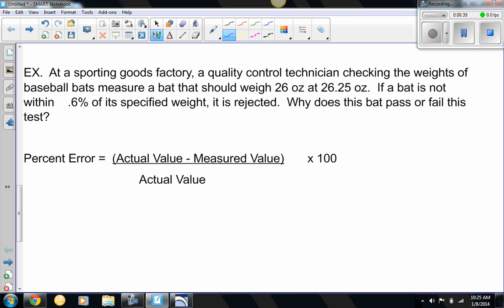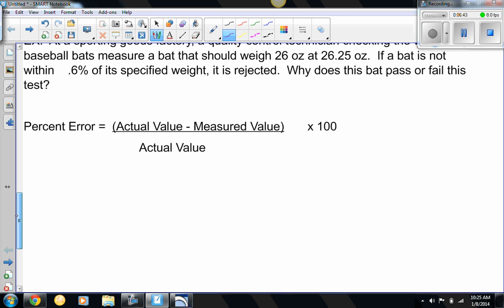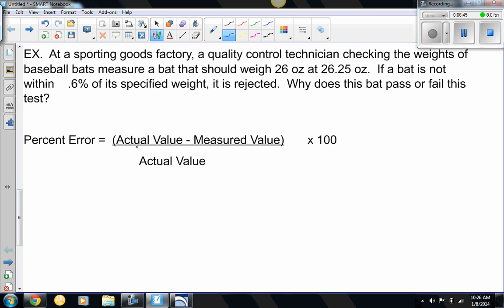Well, you have to figure out what the percent error is, and we're going to use this formula. So it says percent error equals the actual value minus the measured value. Then you're going to divide it by the actual value and times it by 100. It's easier than it looks. Okay, let's just do the first part. Actual value minus measured value. Okay, well, the actual value is 26.25.